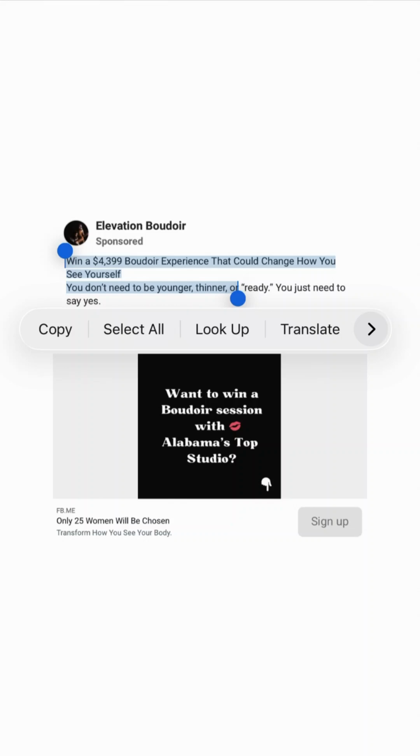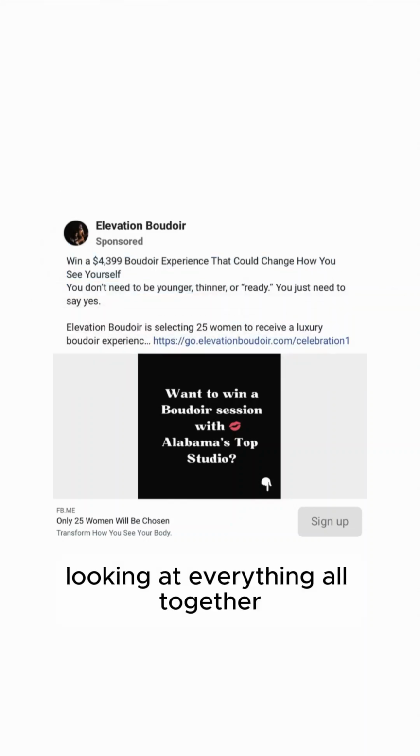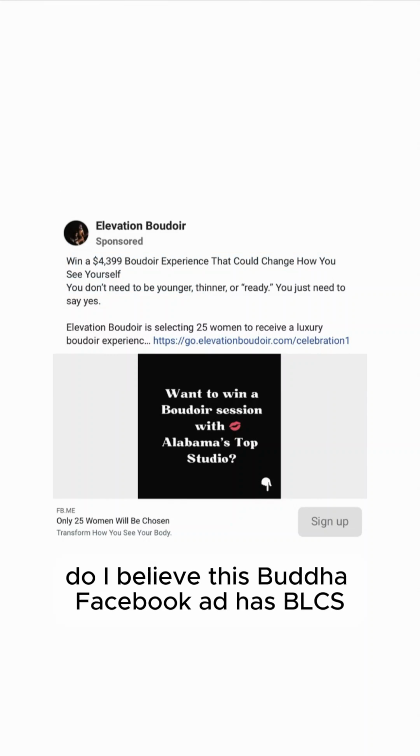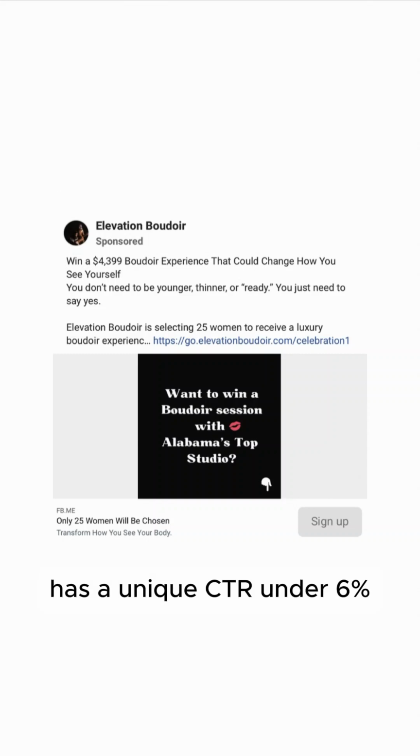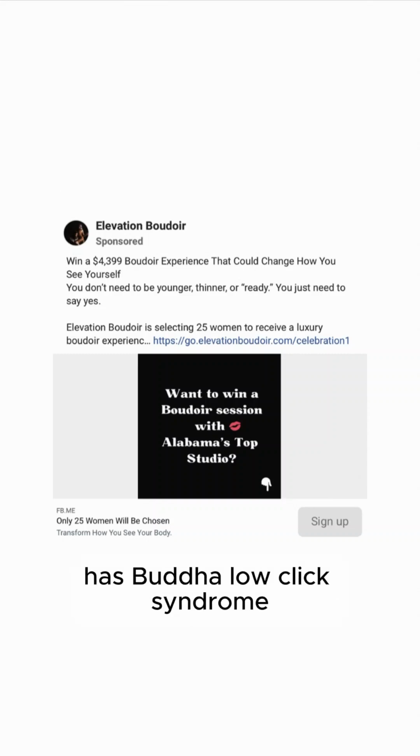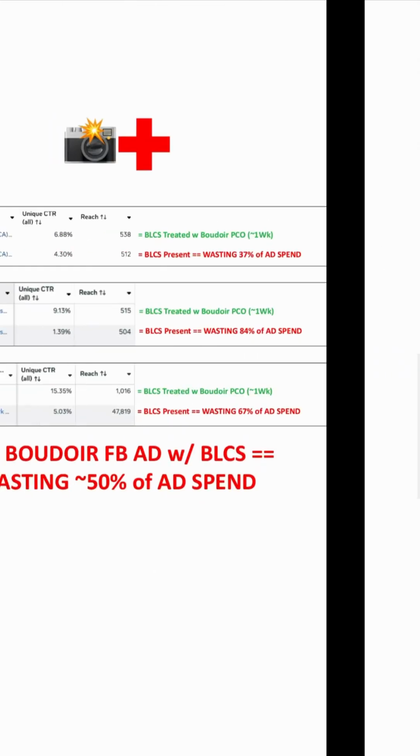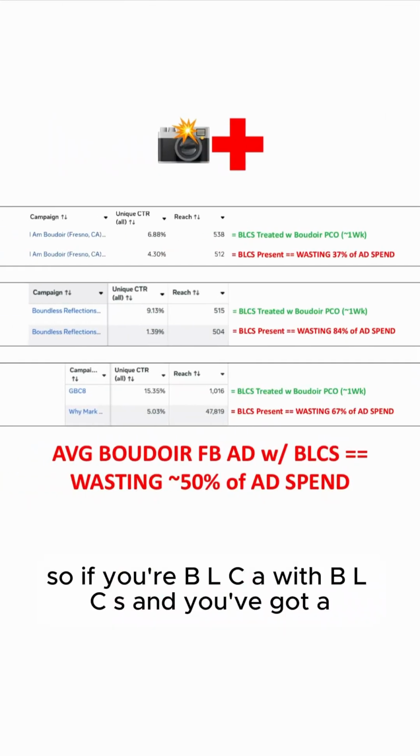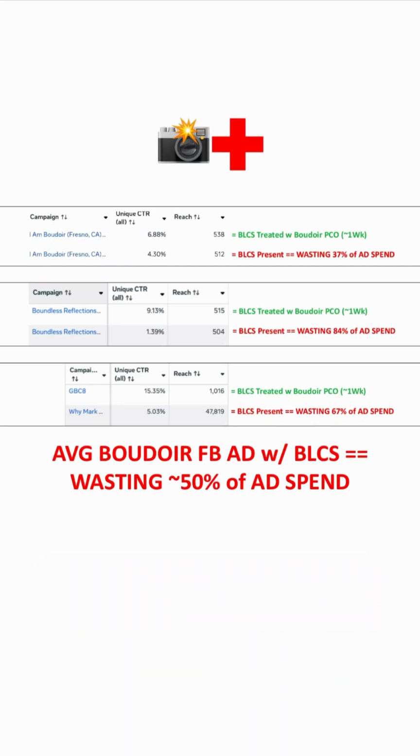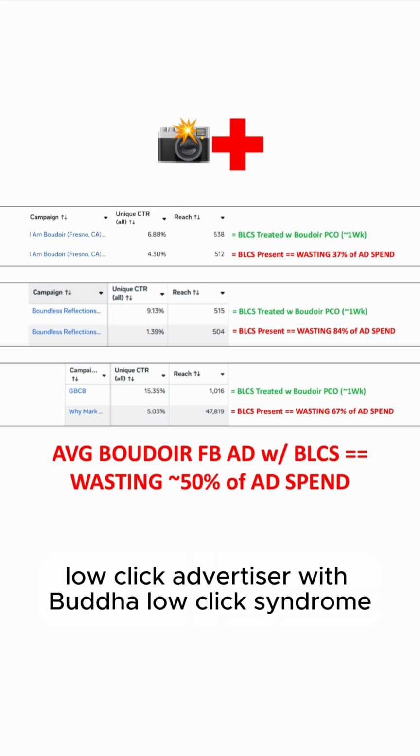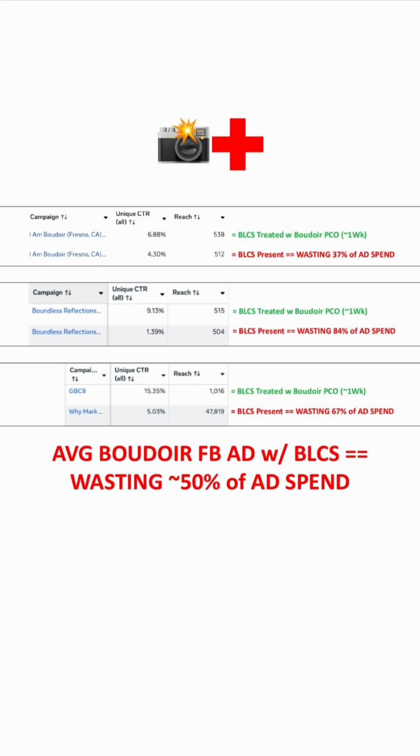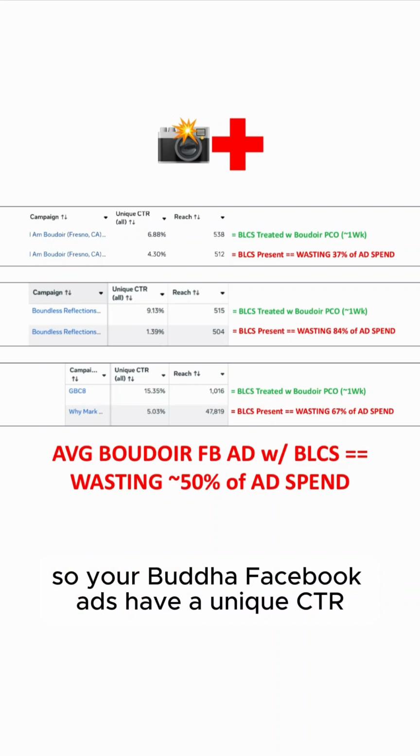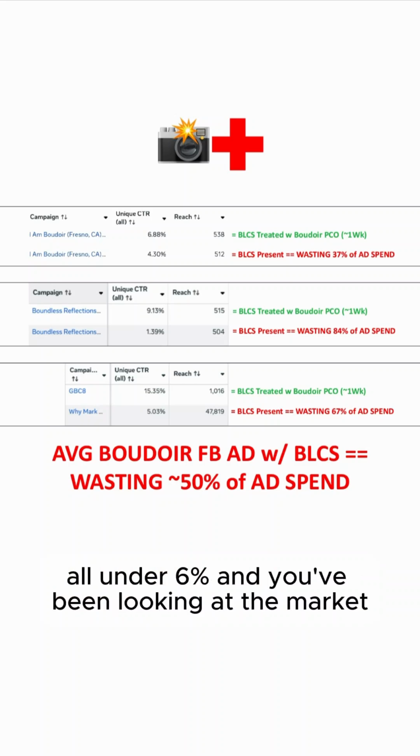Now, looking at everything all together, do I believe this Boudoir Facebook ad has BLCS, has a unique CTR under 6%, has Boudoir low click syndrome? Yes, I do. So if you're a BLCA, a Boudoir low-click advertiser with Boudoir low-click syndrome, so your Boudoir Facebook ads have a unique CTR under 6%.